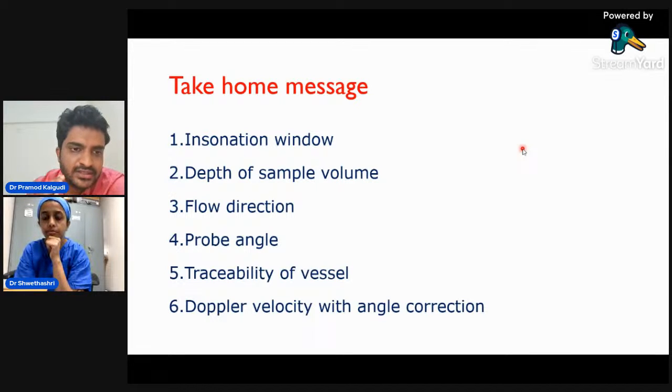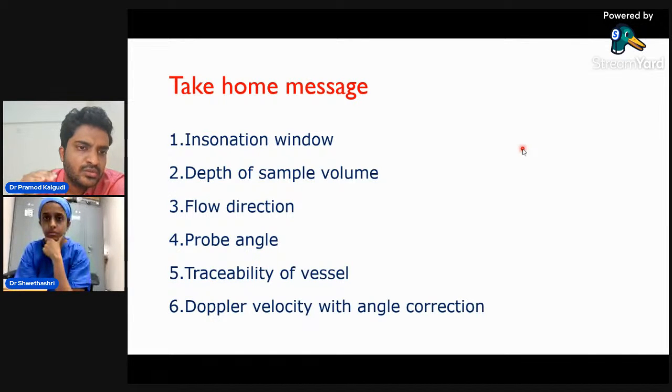So always start with a landmark. For the extracranial system, the common carotid artery acts as a landmark, and then you ascend up with the probe. Whereas in the intracranial system, it's the MCA and the mesencephalic plane which acts as a landmark. So once you reach your landmark, you can visualize the other structures.